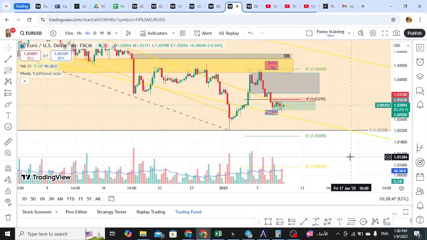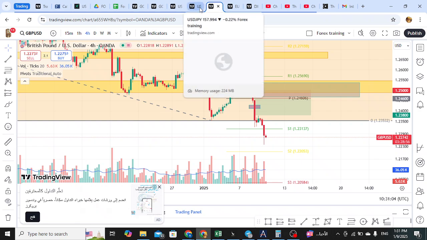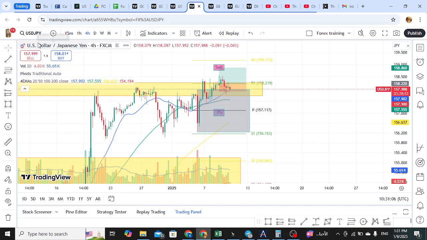Hello, today is the 9th of January 2025. I'm going to show you for the first time three trades that I took yesterday. I traded the Euro USD, the GBP USD, and the USD JPY.